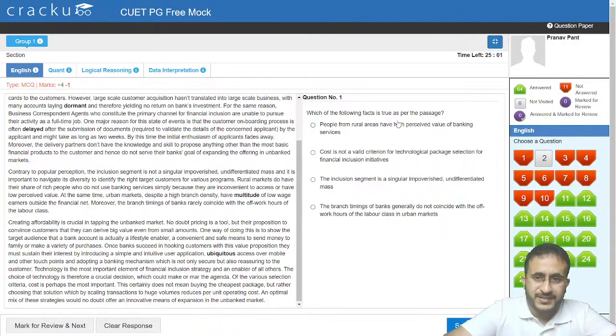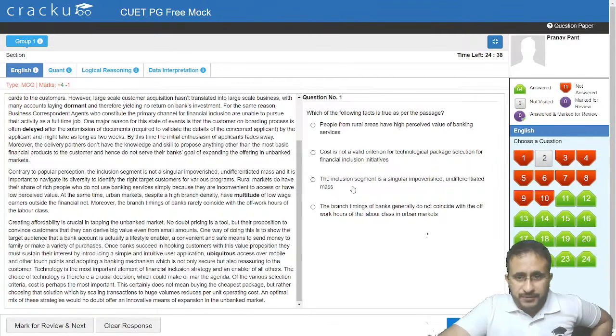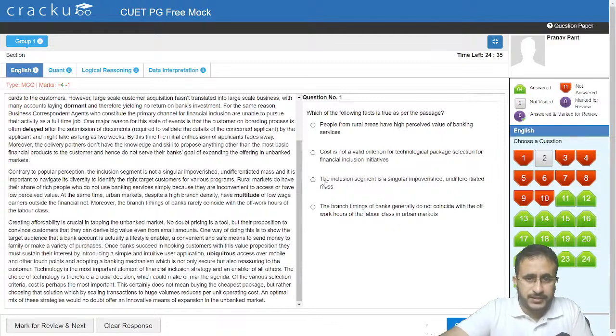Okay, which of the following facts is true as per the passage? People from rural areas have high perceived value. No, it says that they have low perceived value. Cost is not a valid criterion. It is a criterion. It says that the choice of technology is a crucial decision, and cost is perhaps the most important. The inclusion segment is a singular, impoverished, undifferentiated mass. It says the inclusion segment is not a singular impoverished mass, so it is opposite. The branch timings of banks generally do not coincide. Thus, this is true. It says that the branch timings do not coincide with the people.